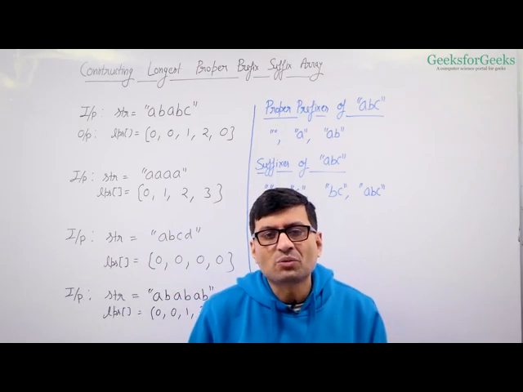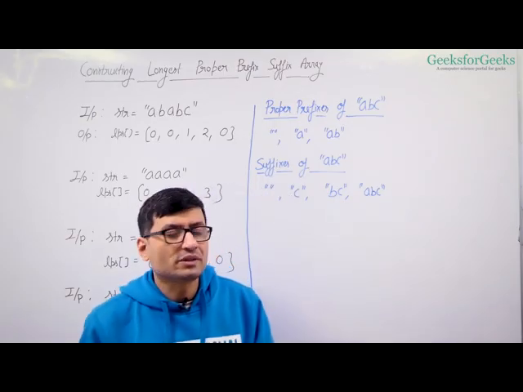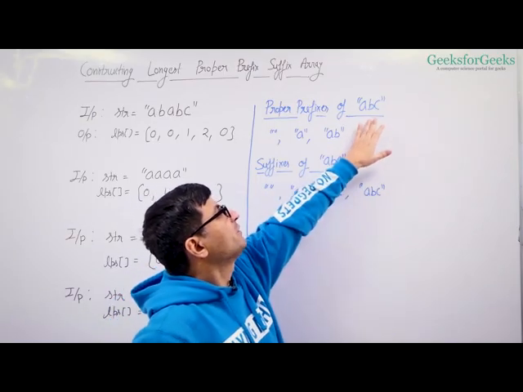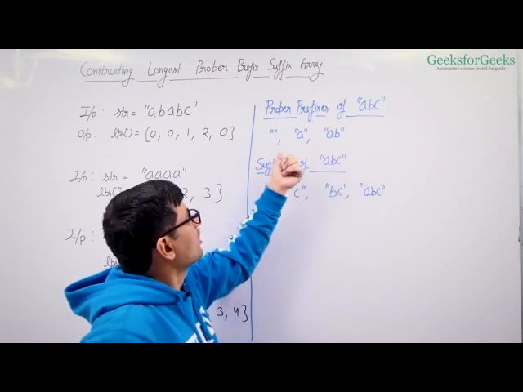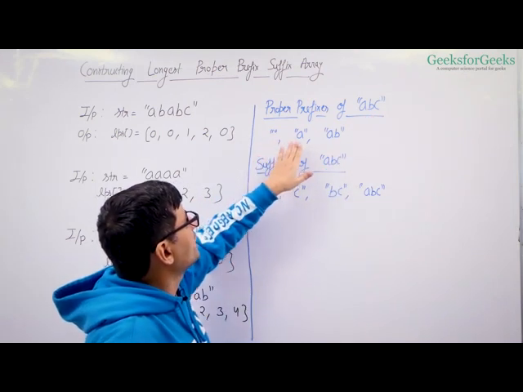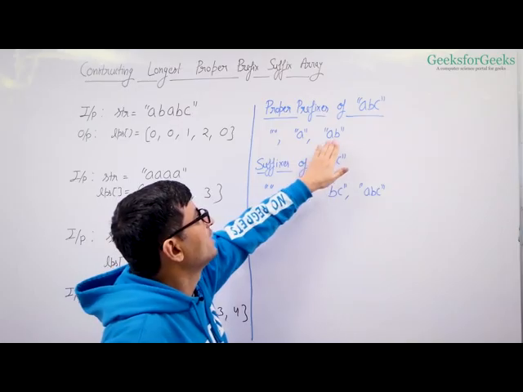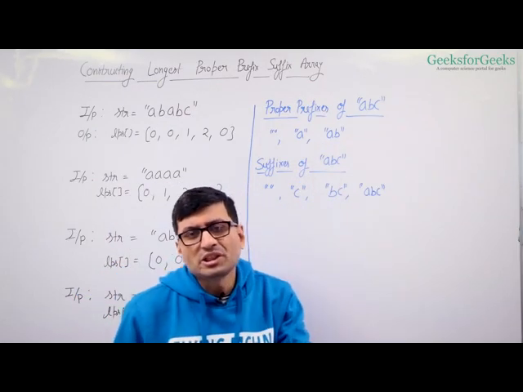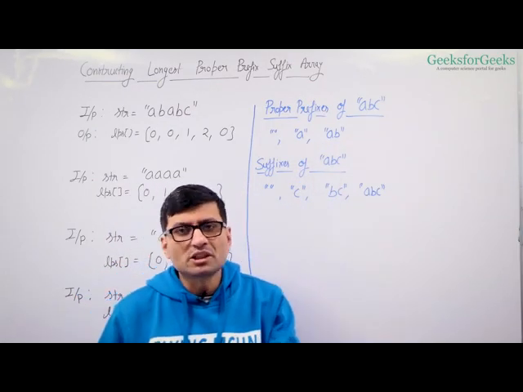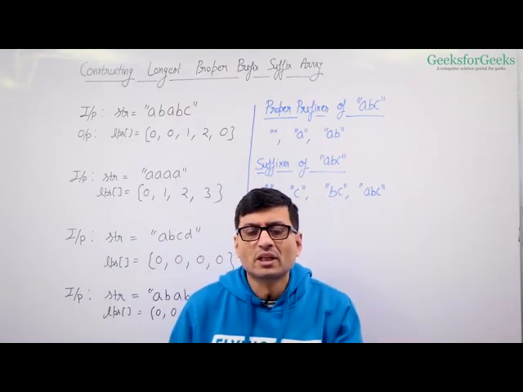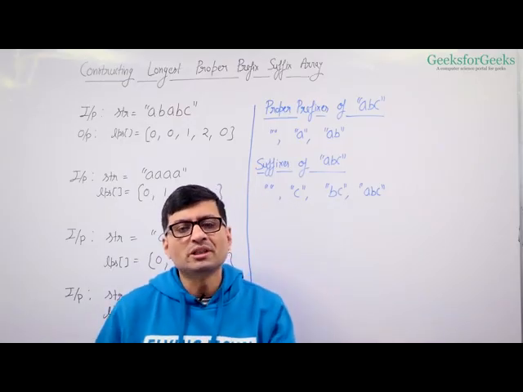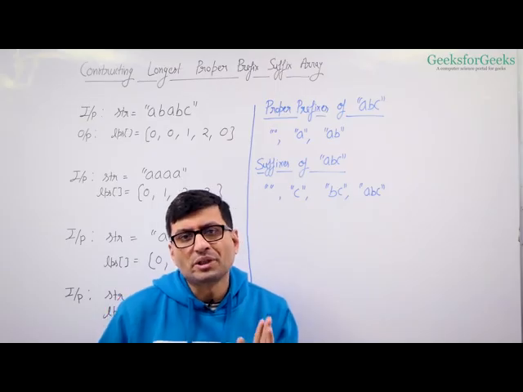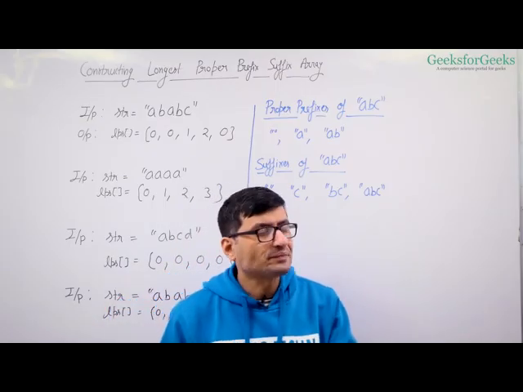Let us first define what is a suffix and what is a proper prefix. So if we consider ABC as a string, its proper prefixes are the empty string, A, AB. Please note that ABC is not a proper prefix. ABC is a prefix but not a proper prefix. When we add the word proper, it means the length of the prefix should be smaller than the given string.